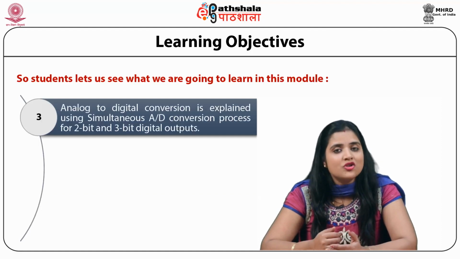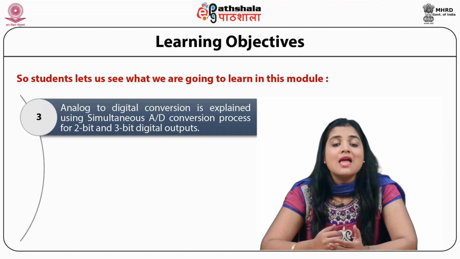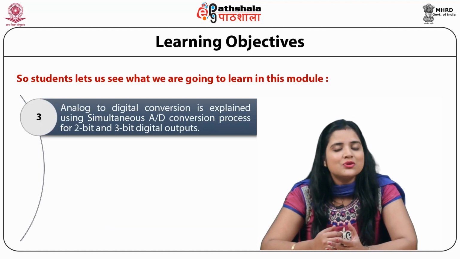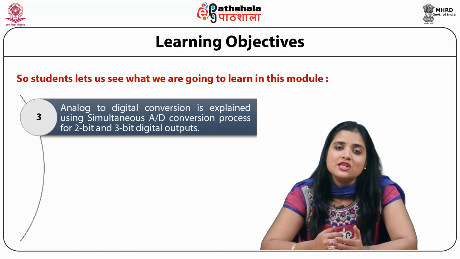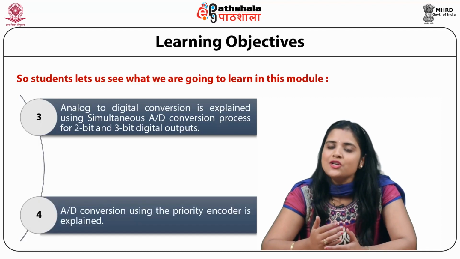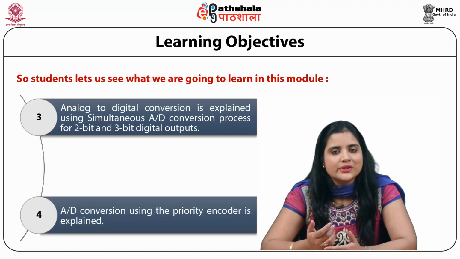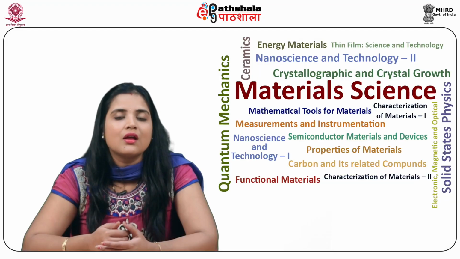Then, analog to digital conversion is explained using the simultaneous A to D conversion process for 2-bit and 3-bit digital outputs. Finally, A to D conversion using the priority encoder is explained.